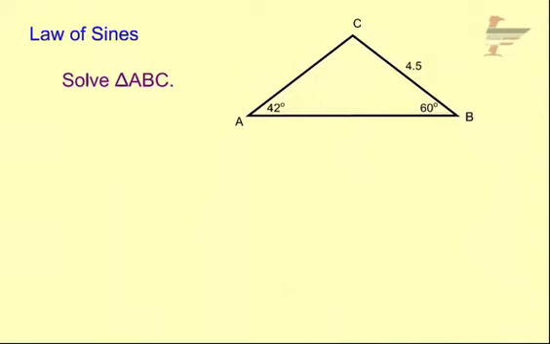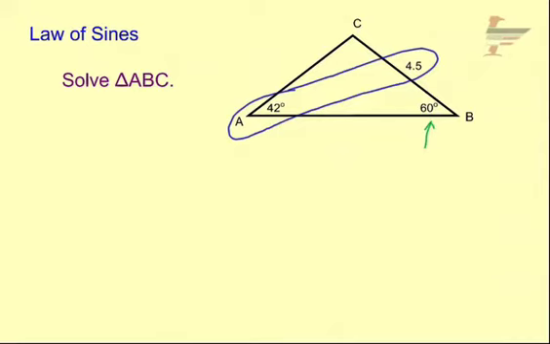Here's an example where we need to use the law of sines to solve for triangle ABC. Solving for triangle ABC means we need to find all of our missing angles and sides. So in order to use law of sines, the combination that I look for is if we're given an angle and its opposite side. So I see that we have angle A and we have side A, 4.5. If you have that combination and then one other thing about the triangle, like we know angle B is 60, we can go ahead and set up law of sines.